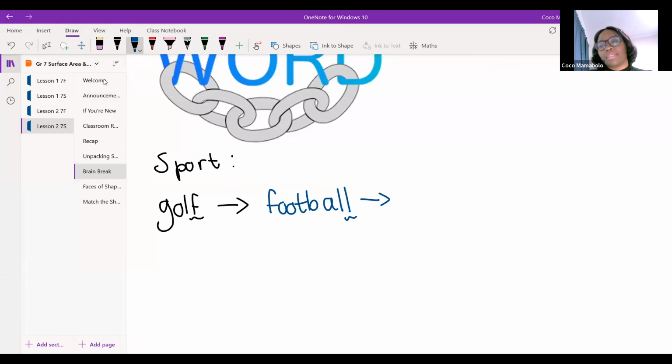Kerry, I need a sport that starts with an L for me, please. A sport that starts with an L. Let me think. Sport that starts with an L. Melele has given something in the chat. Lacrosse. Oh, that's a nice one. Yeah, lacrosse. You guys are really putting my spelling to the test because I need to remember how to spell lacrosse. Okay. All right.